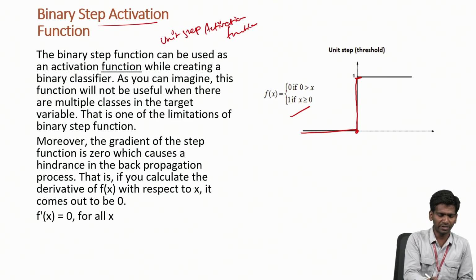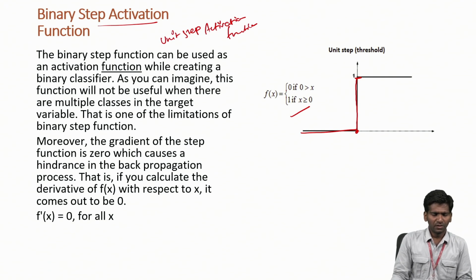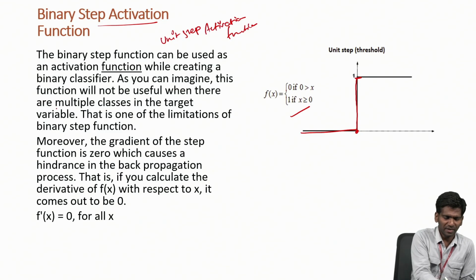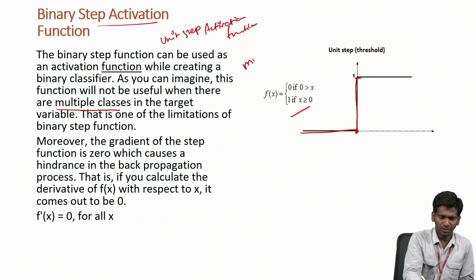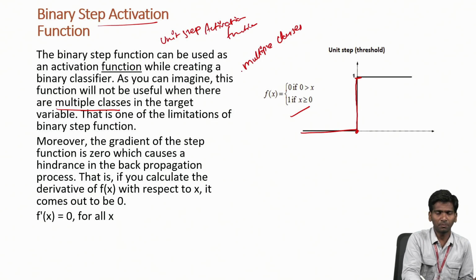Let us see some important points related to the binary activation function. You can imagine this function is not useful when there are multiple classes. This is the limitation of the binary activation function. During multiple classes, the binary activation function or step function will fail in providing sufficient energy to the neuron. So this is one of the limitations.